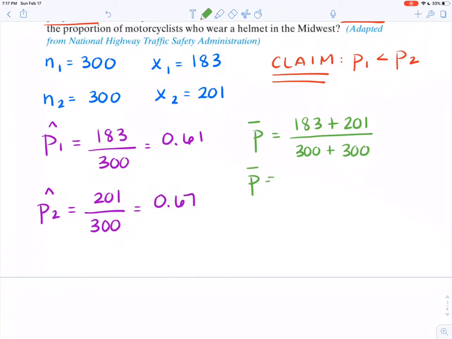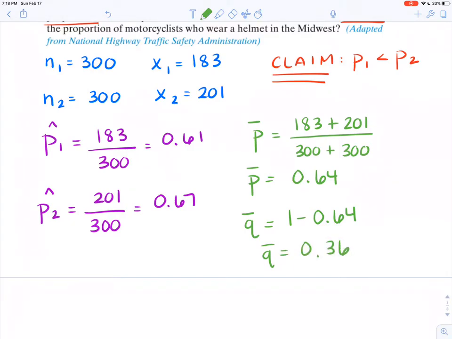So when I evaluate here, I'm going to get a weighted value of 0.64, about 64%, and I'm going to use that to calculate Q bar. Remember, this just looks at the failures. So if P looks at the ones who do wear a helmet, then Q looks at the ones who do not. And it is always found by just taking P and subtracting from 1.